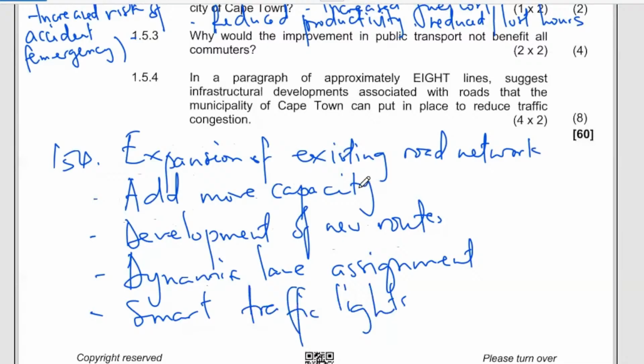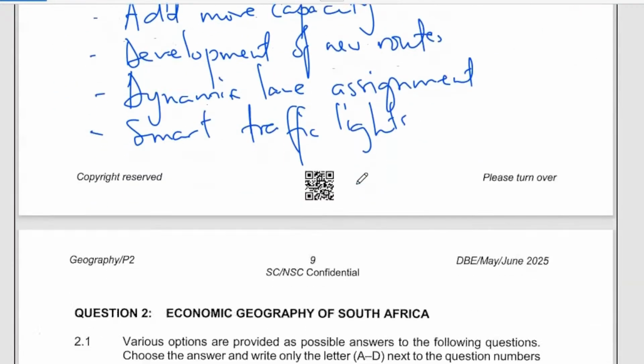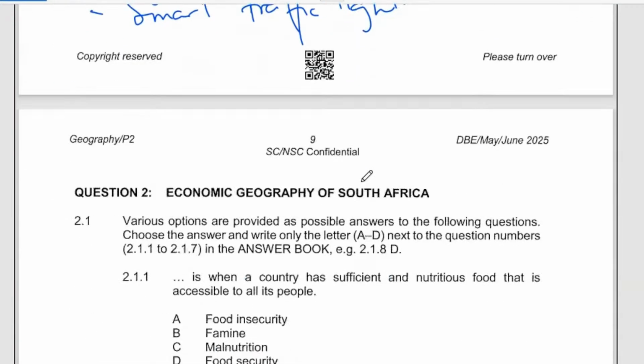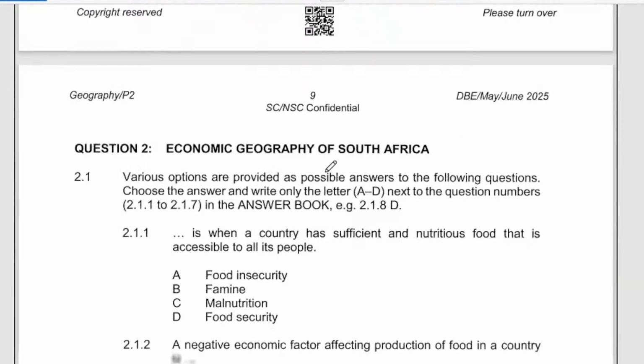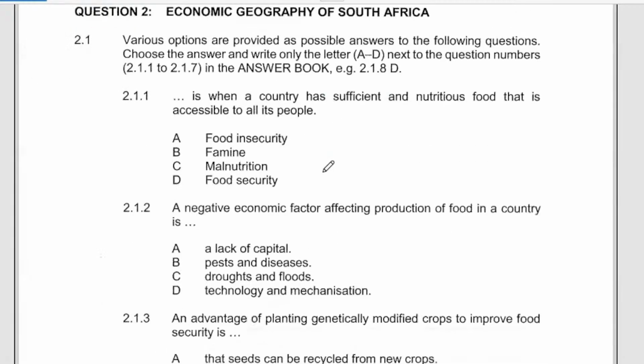Right, that takes us to the end of question number 1. I think we have done justice to the settlement question and urban issues. Right, we move on to economic geography of South Africa. The first question is a multiple choice question. Food security is when a country has sufficient and nutritious food. If a country has sufficient and nutritious food, we say it is food secure. There is food security in that country.